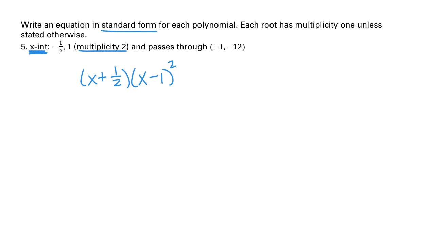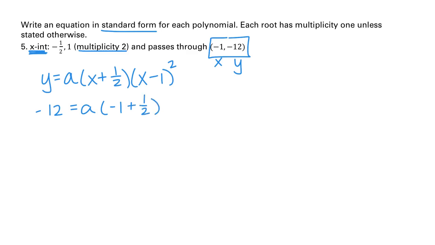There is an a value that we don't know, and the way we get that a value is by plugging in this point for x and y. So I'm going to plug in negative 12 for y, and I want to figure out what the a value is, plugging in negative 1 for x. And then I'm going to simplify so that I can solve for a. Negative 1 plus 1/2 is negative 1/2. Negative 1 minus 1 is negative 2, and then I'm going to need to square that.